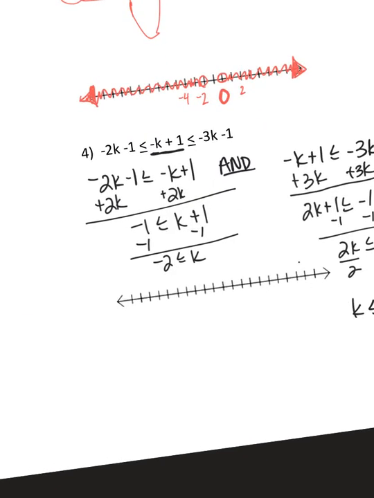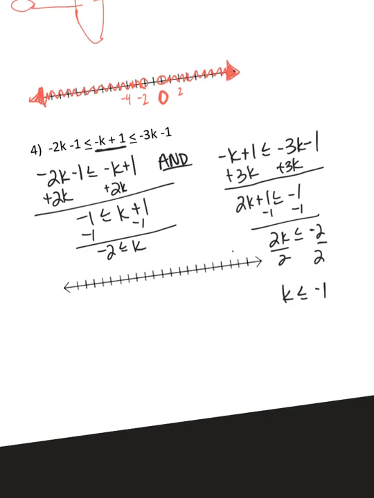So I've got negative 1, negative 2, so 0, negative 1, negative 2. And I've got a closed circle at negative 1. And this says that k is smaller than negative 1, so we're going to shade to the left. And in this case, I've got a closed circle at negative 2. And it says that k is bigger than negative 2.